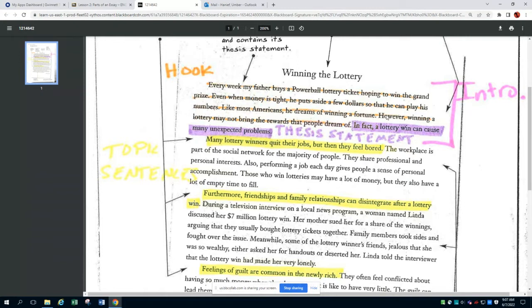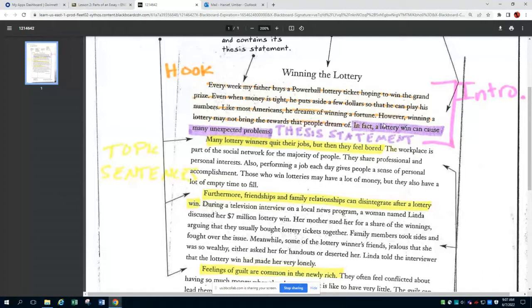So just pay attention. I'm going to read this first paragraph to you. Or do one of you guys want to read it? Anyone? Any takers? Just the introduction. Winning the lottery. Yep, just the introduction. Winning the lottery.